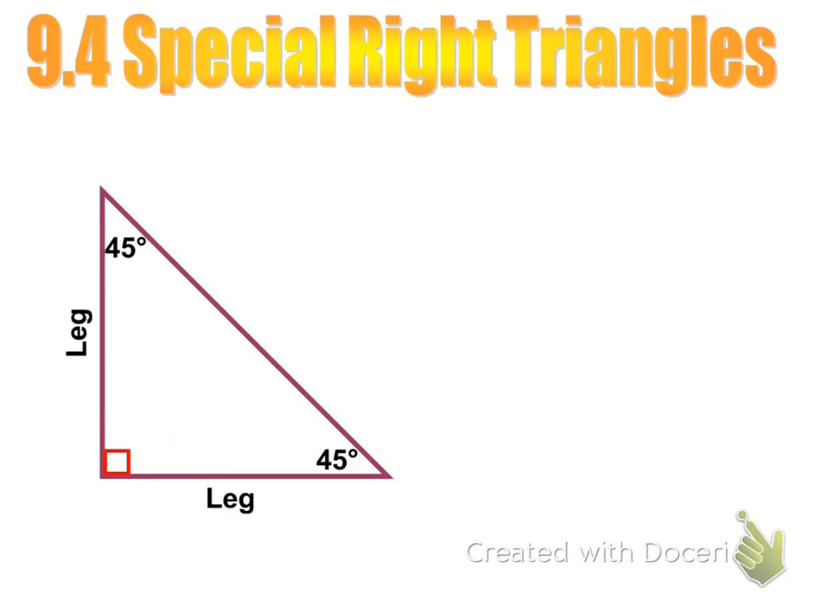So in the 45, 45, 90 triangle, the legs will always be congruent to each other. The third side, the side across from the right angle, is our hypotenuse. What we want to learn is how to find that hypotenuse. So let's say that one leg is equal to x. Then the other leg is also equal to x. How can we find our hypotenuse?